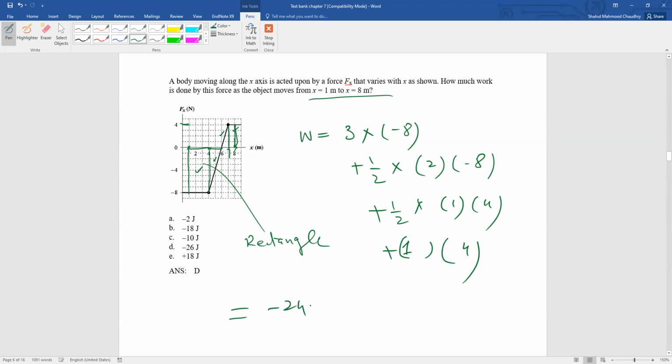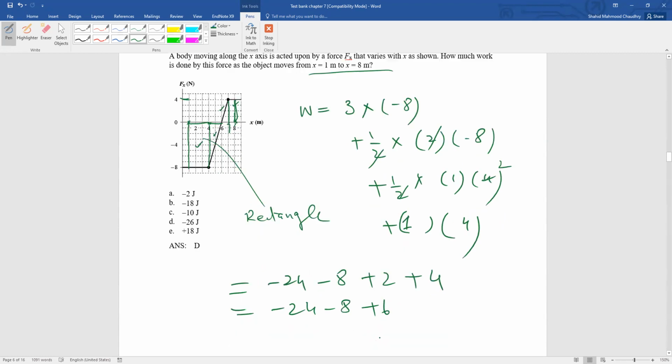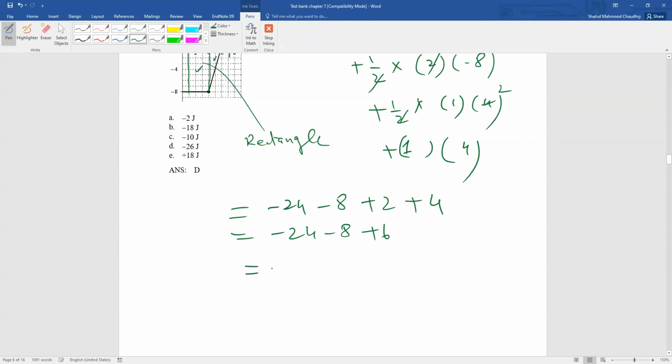Minus 24. Okay. And this is equal to minus 8. And this is equal to 2 plus 2 plus 4. So minus 24 minus 8 plus 6. So this is equal to minus 24 minus 2. If we solve this one, minus 2. So minus 26 joule is the answer. So this is minus 26 joule.